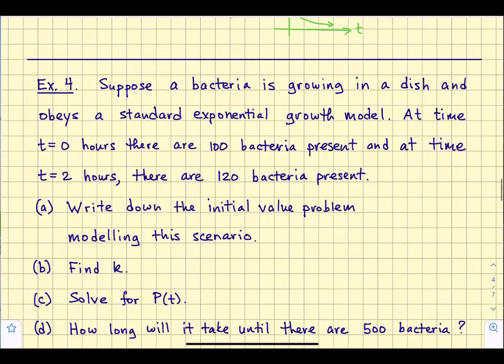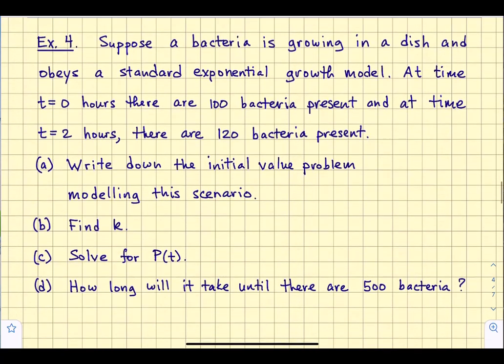Let's look at an example. Suppose a bacteria is growing in a dish and obeys a standard exponential growth model. At time t equals 0 hours, there are 100 bacteria present, and at time t equals 2 hours, there are 120 bacteria present. Let's write down the initial value problem modeling this scenario. Let's find the numerical value of the constant k. They told us that this is growth, so we're looking for the numerical value of the growth constant k.